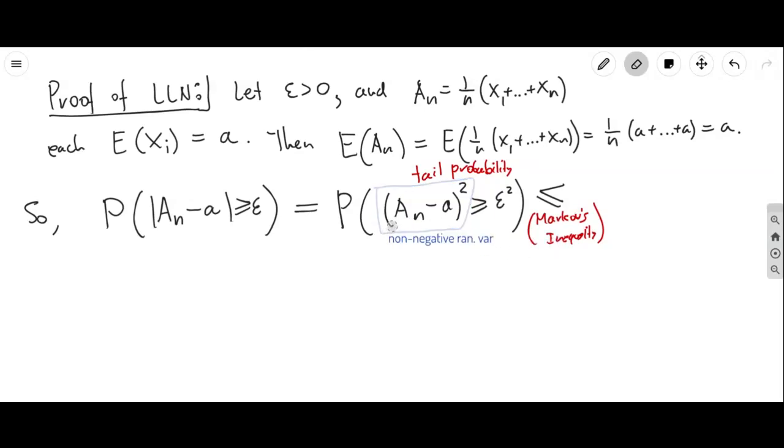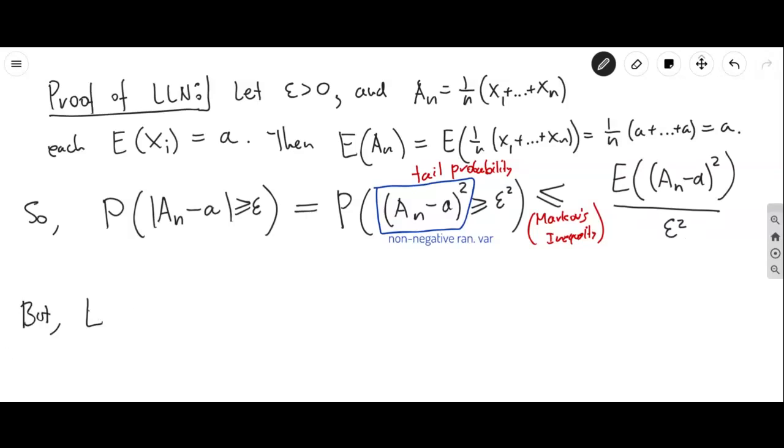So by Markov's inequality, the expectation of this non-negative random variable is bounded by the expectation of (An minus a) squared, divided by epsilon squared, divided by the tail, right? That's the tail. The expectation divided by the tail. Okay, now look at this. But the expectation of (An minus a) squared is equal to, and this is by definition, that's just the variance of An.